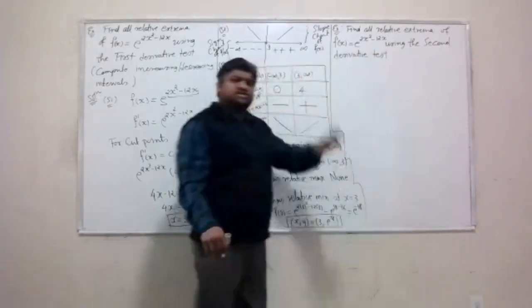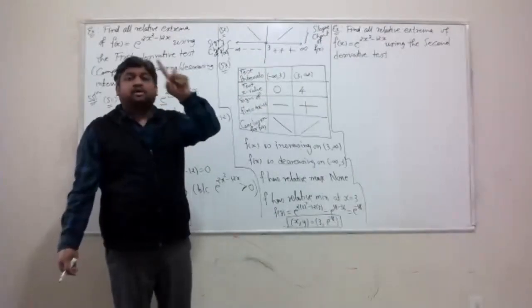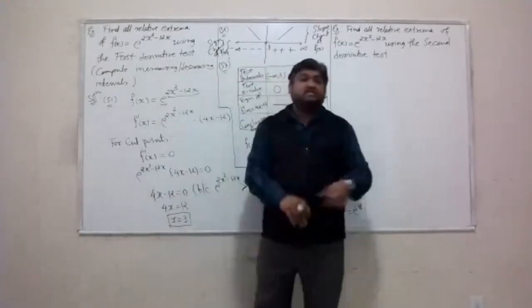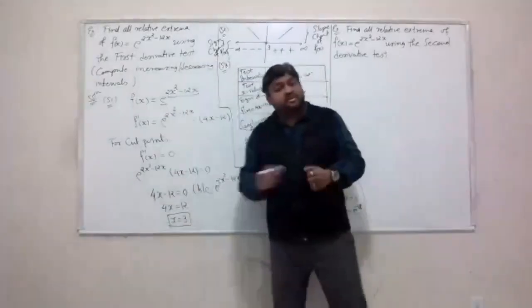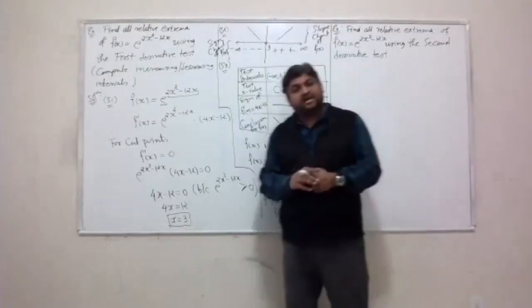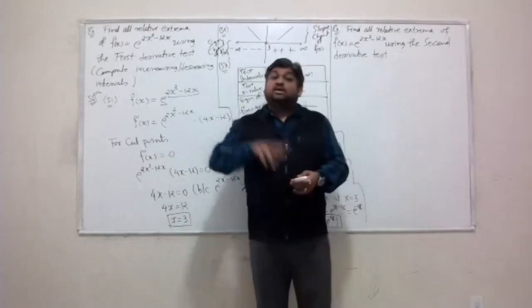Remember, this is a three-step process, right? Step 1, find the cut points of f prime x, meaning step 1 is identically the same as the first derivative test. You need to find out what are the candidates for relative maxima and minima. So find the cut points of f prime x.